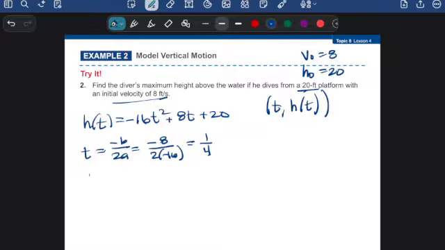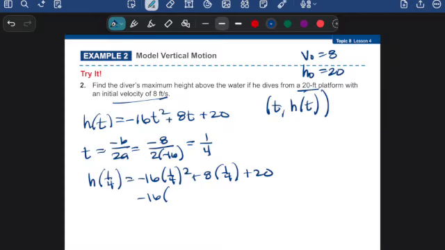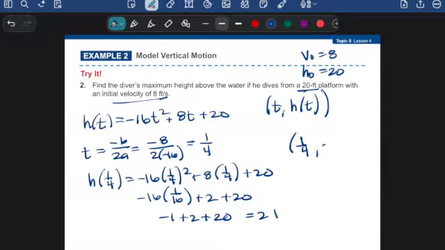And then plug that in. So h of 1/4, I'm going to evaluate 1/4 as my input, plug that into my equation. It says negative 16 times 1/16 plus 2 plus 20. So this becomes negative 1 plus 2 plus 20, and we get our output of 21. So where's our vertex going to be? 1/4, comma, 21. So it takes 1/4 of a second to reach a maximum height of 21.